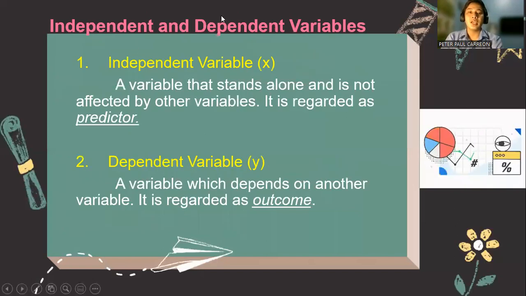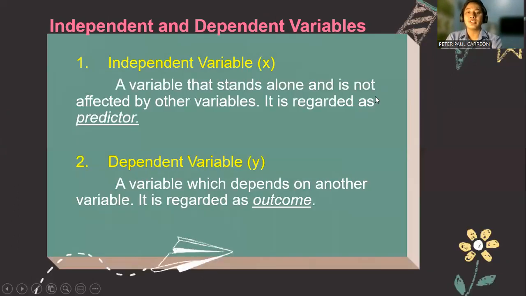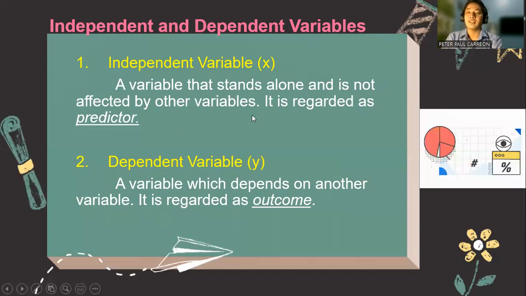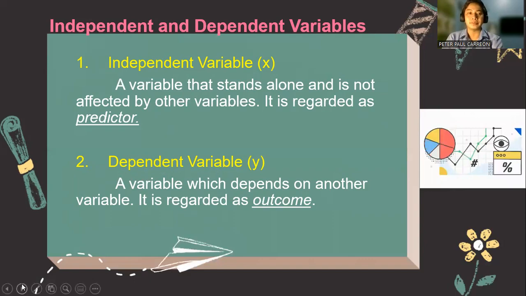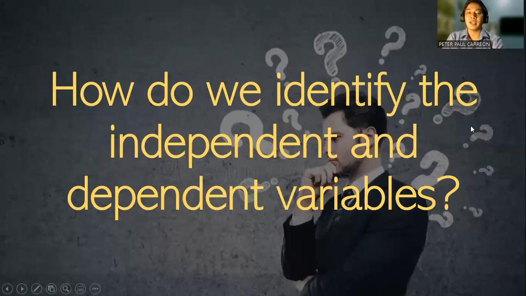So, independent and dependent variables. We say it is an independent variable when a variable stands alone and is not affected by the other variable, so it is regarded as the predictor variable. The dependent variable is the variable which depends on another variable, so it is regarded as the outcome. Just like in the example, the predictor variable is commitment and the outcome is good academic performance in any subject. So how do we identify the independent and the dependent variables?